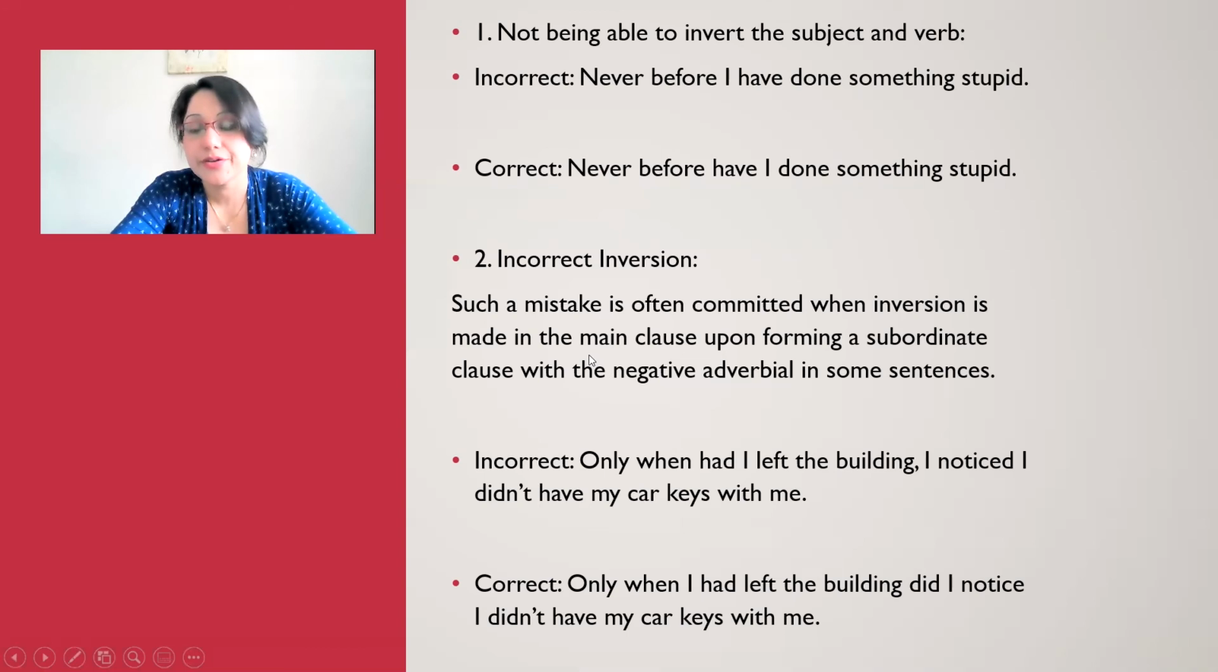Again, another incorrect version. Such a mistake is often committed when inversion is made in the main clause upon forming a subordinate clause with the negative adverbial in some sentences. Like here, if you see, only when I had left the building, I noticed I didn't have my car keys with me. This is not right. Look here: only when I had left the building did I notice I didn't have my car keys.